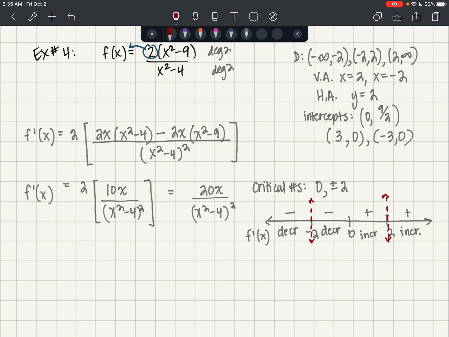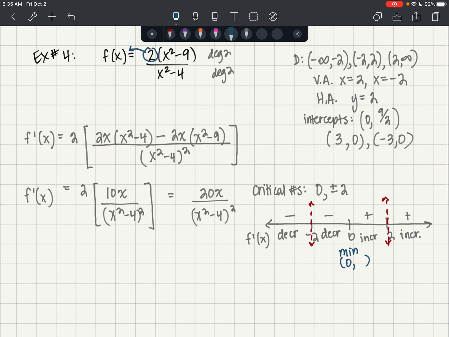So what's happening at 0, when your function goes from decreasing to increasing, you have a minimum. This is going to be a relative minimum, but we'll find that out later for sure. So we put a 0 into the original function, and when we put a 0 into the original function, we get 9/2 out because we actually already did that when we found the y-intercept.